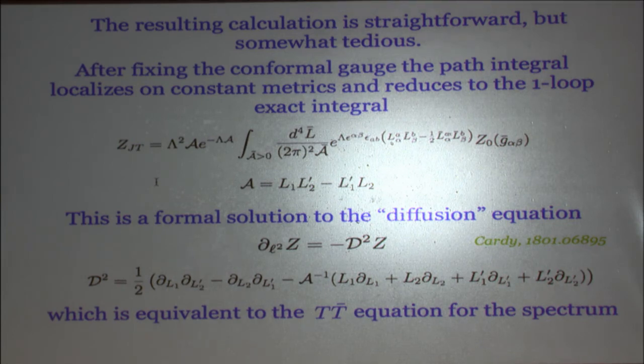But there is a difference. There are extra moduli here because the theory is not Weyl invariant. So there is an integration over the Weyl mode and over the overall directional dyad. And so then everything reduces to this finite dimensional integral. So this integral localizes on constant metrics.